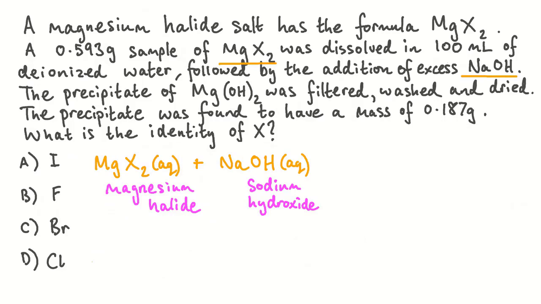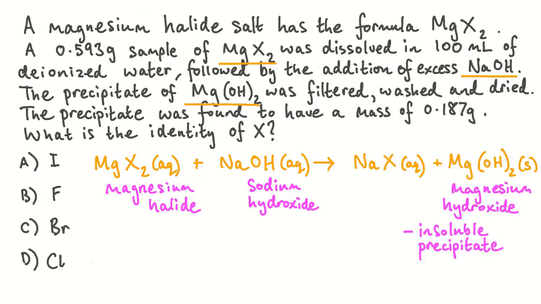Firstly, we need to look at the reaction that occurs between the magnesium halide salt and NaOH, which is sodium hydroxide. Both are dissolved in water, so these are aqueous solutions. We are told in this question that one of the products is Mg(OH)2. This is magnesium hydroxide, which is an insoluble precipitate. The other product of this reaction will be a combination of the sodium ions and the halide ions from the two reactants concerned. Sodium halides are soluble, so this product is in aqueous solution.